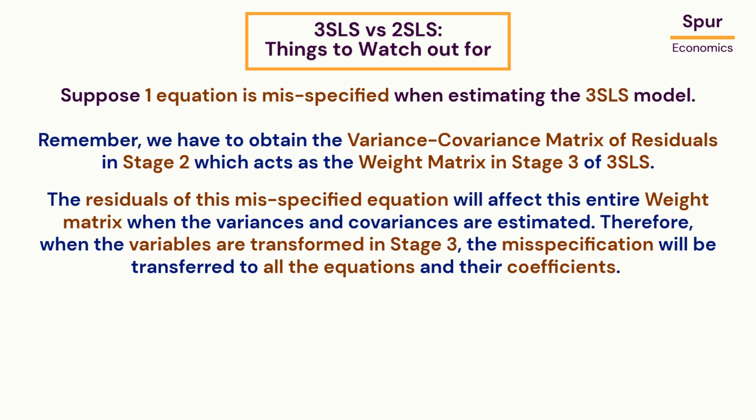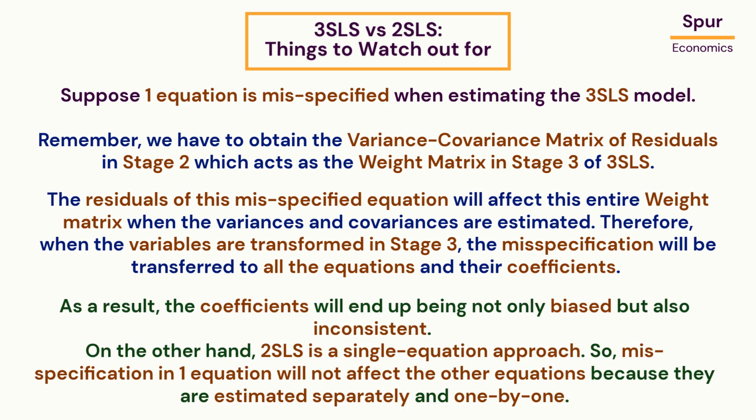Suppose one equation is misspecified when estimating the 3SLS model. Remember, we have to obtain the variance-covariance matrix of residuals in stage 2, which acts as the weight matrix in stage 3 of 3SLS. The residuals of this misspecified equation will affect this entire weight matrix when the variance and covariances are estimated. Therefore, when the variables are transformed in stage 3, the misspecification will be transferred to all the equations and their coefficients. As a result, the coefficients will end up being not only biased but also inconsistent.